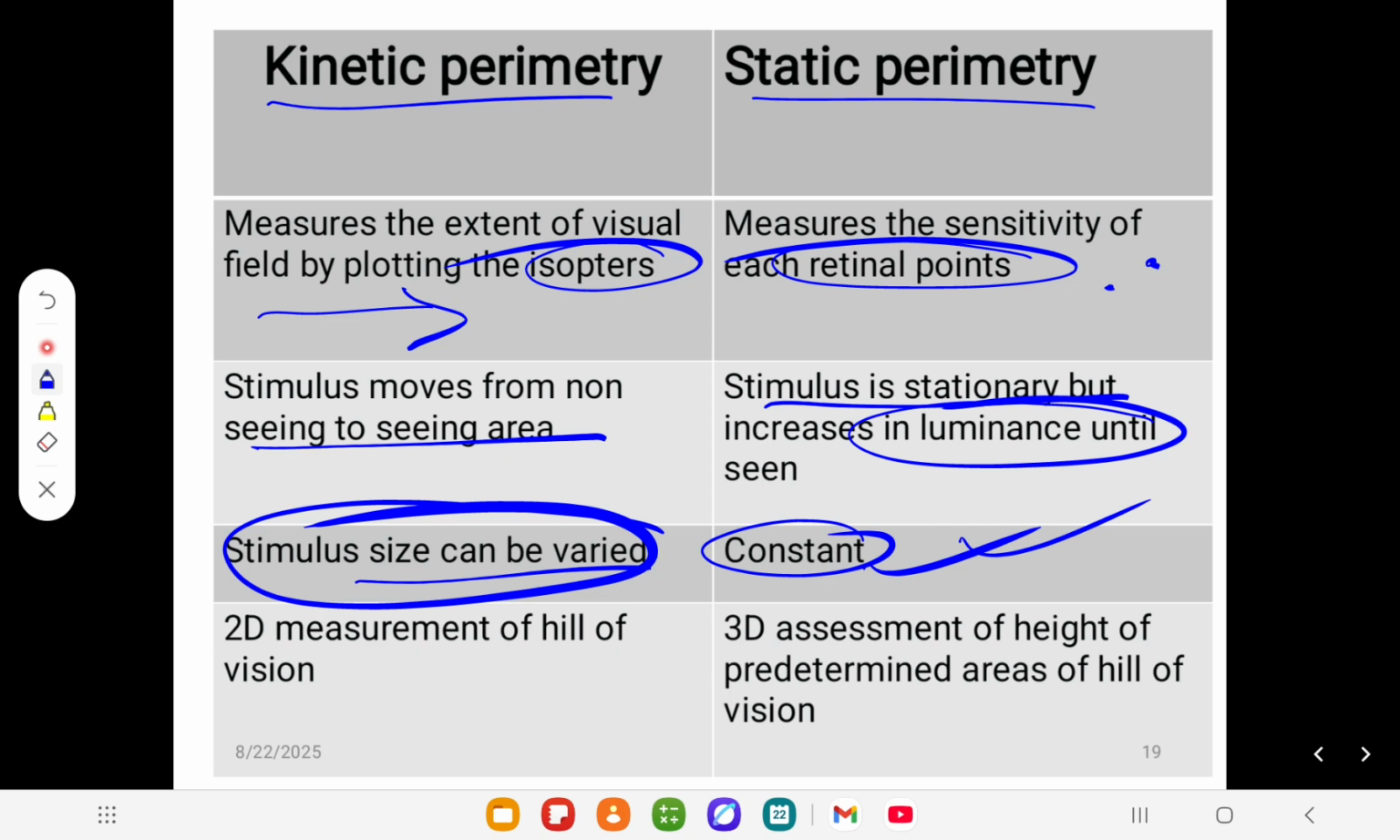Okay, so it's called 2D measurement of the hill of vision and 3D assessment of the field of a predetermined area of the field of vision. We can also think about it in case of 3D, but in kinetic perimetry. But let's till now take it slightly as kinetic as 2D and static as 3D.